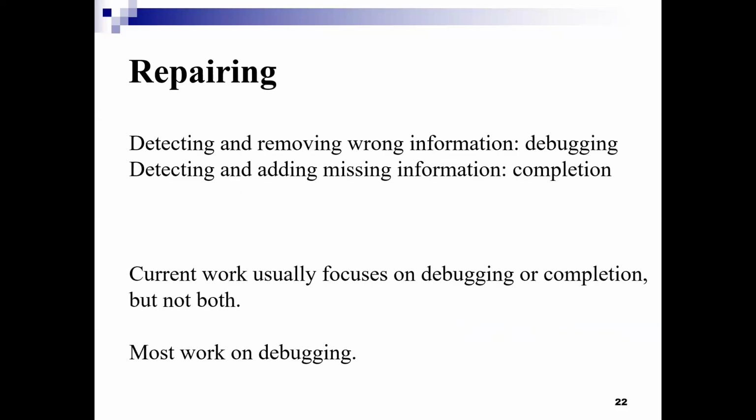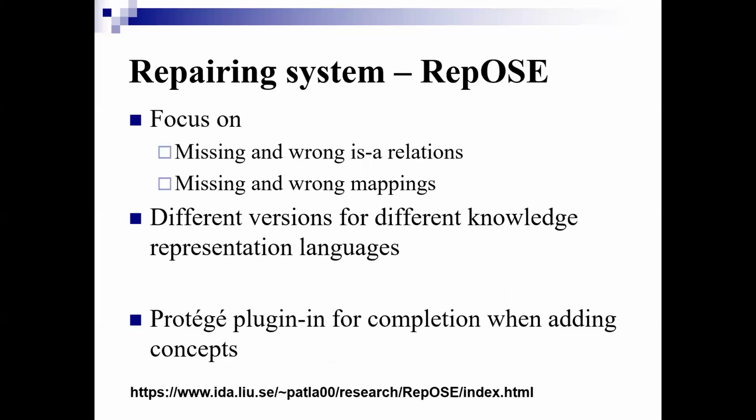So when we talk about detecting or removing wrong information, we talk about debugging, and when it is about missing information, it's completing or completion. Most of the current work focuses on one of them, but not both. And most of the current work is on debugging. Now, for the remainder of the talk, I will just show a system that can deal with both debugging and completion.